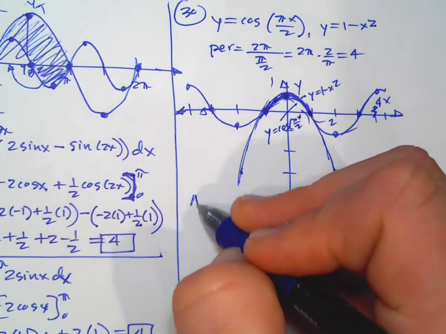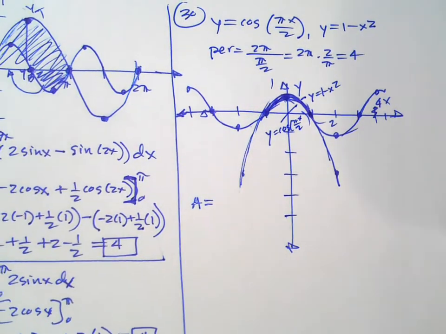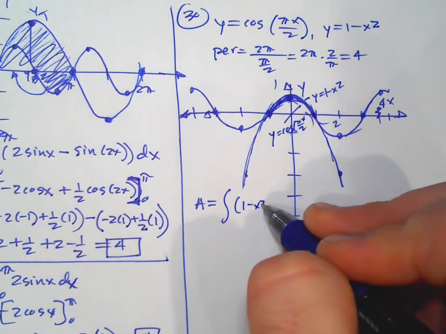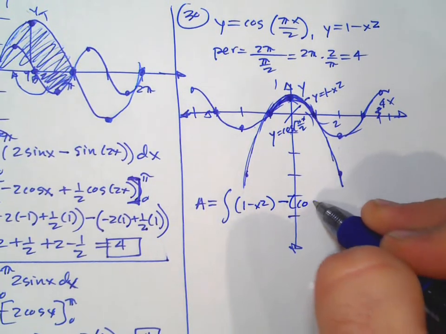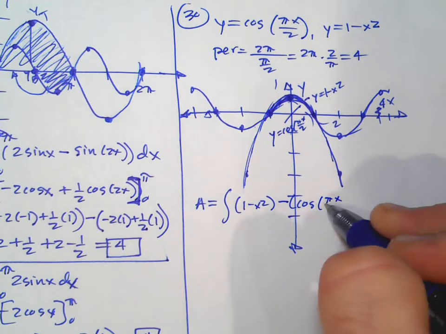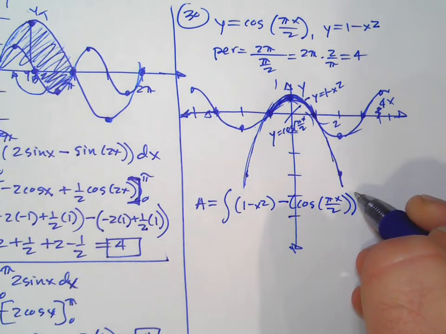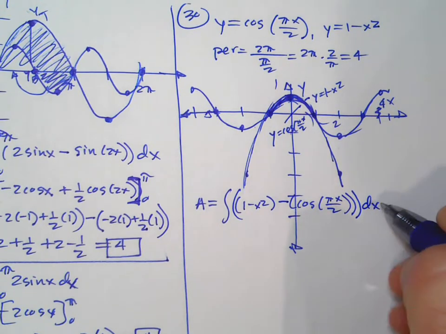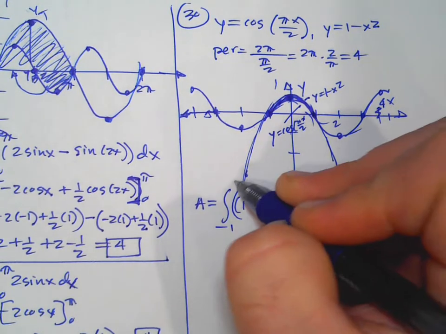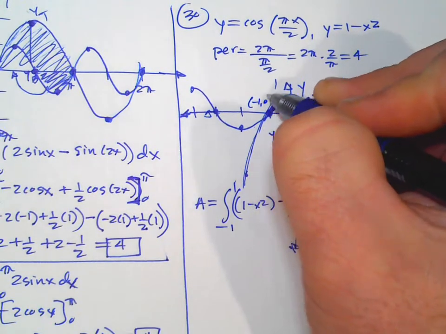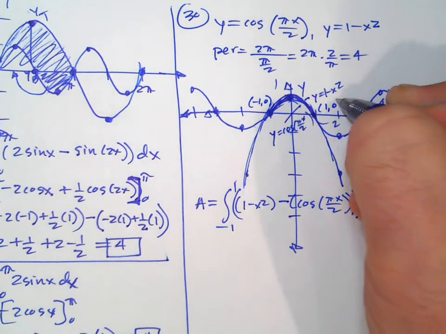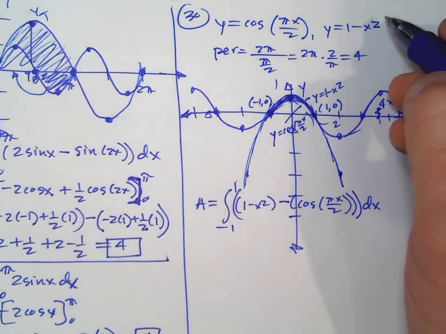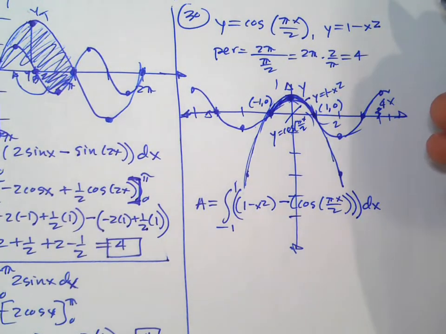So the area is the integral of y top, 1 minus x squared, minus y bottom, cosine of pi x over 2. Like I said, if you mess this up, then you would figure it out. And it goes from -1 to 1, which I discovered while I was just trying to draw the sketch of it, which was nice instead of having to try and do the work. I don't think you're going to solve that by hand, setting those equal to each other. I don't think that's going to happen.